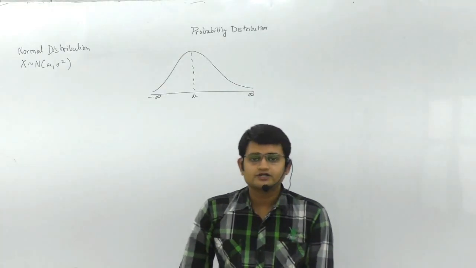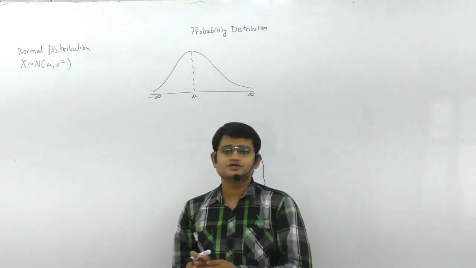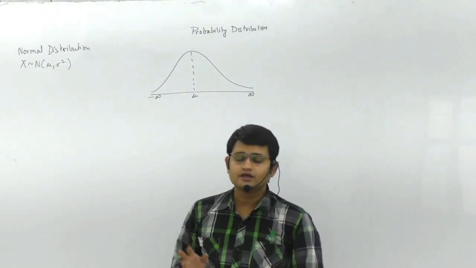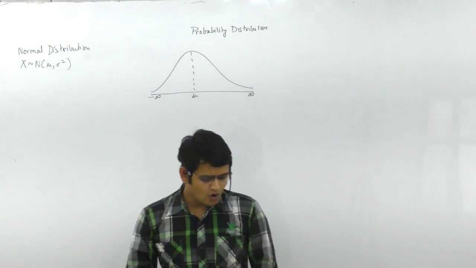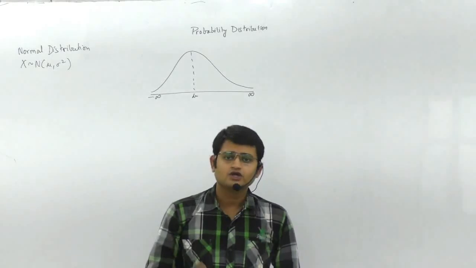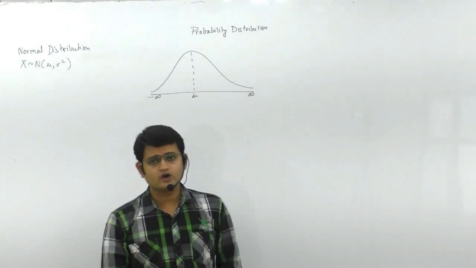Let's start with normal distribution. Now, normal distribution is one of the most widely used distributions in the universe. Almost every natural thing follows a normal distribution. Let's take an example of the height of students.